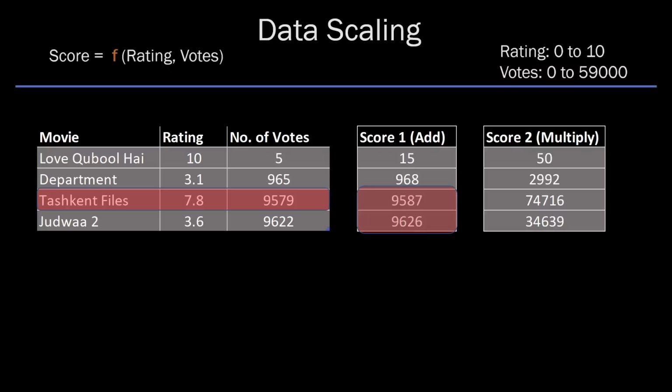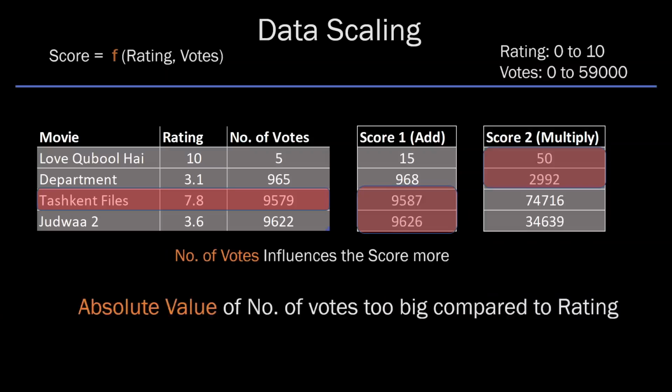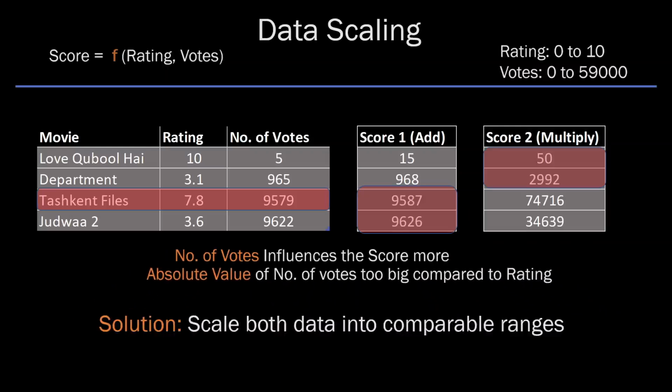Multiplication of these two would definitely give a higher value to Tashkent Files of 74,000, but it does not give a very good output for Love Kabul Hai, which is seemingly good. A 10 rating has been given by 5 people voting, all 5 have given 10, but the score is the least among all. So definitely this is also not working out for us. Why? What is the problem? The problem is the number of votes. That column is influencing the score more, right? The absolute value, you can see it is 965, so very huge compared to rating. That is the problem.